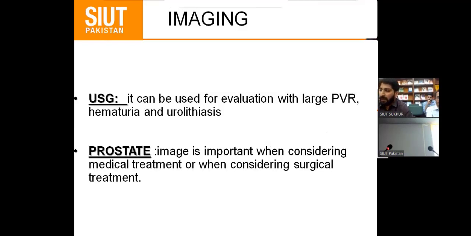Imaging. The ultrasound for upper tract assessment can be used for evaluation with large post-void residual volume, hematuria, and a history of urolithiasis, or to exclude urolithiasis. And imaging of the prostate is required when considering medical treatment or when considering surgical treatment.